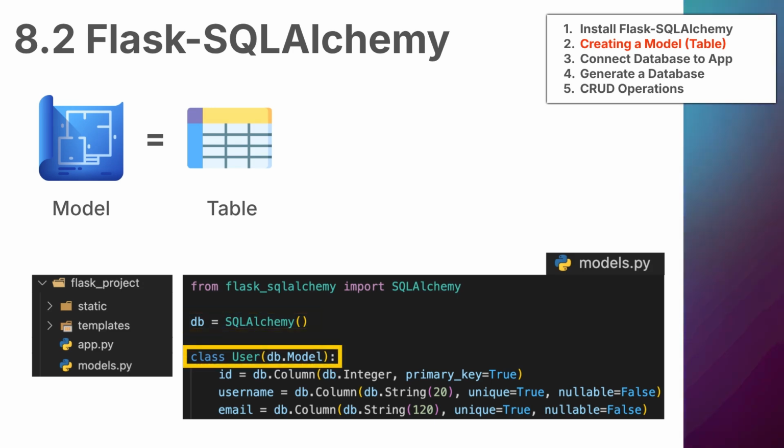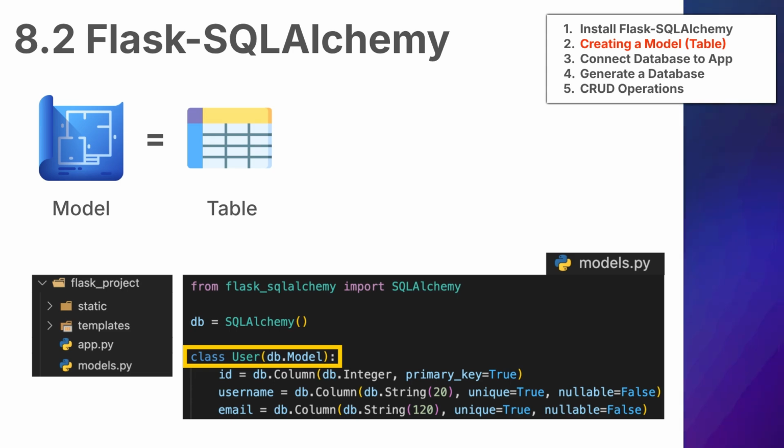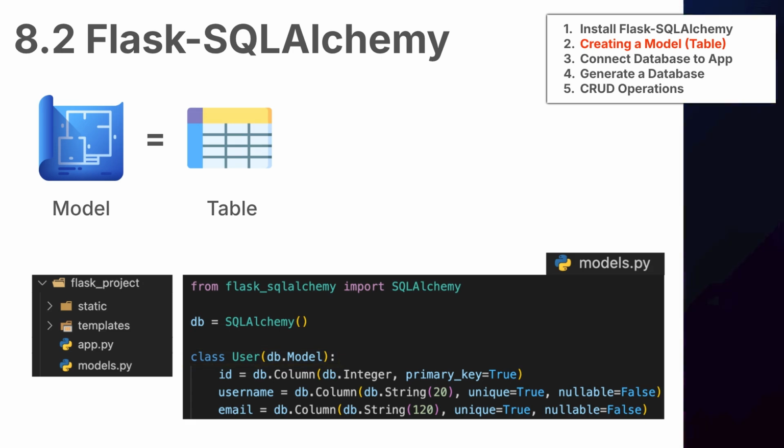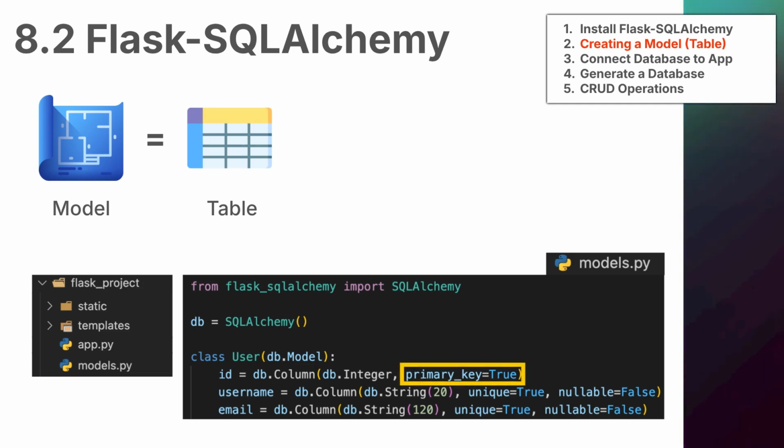Next, create a class called User. It inherits from db.Model, which tells SQLAlchemy this is a database table. The table name will be automatically set as user in lowercase. Next, the user table has 3 columns. First, id. This will be stored as integer numbers. Also, this column is the primary key, meaning it uniquely identifies each row. It auto-increments, so every user will have a unique ID.